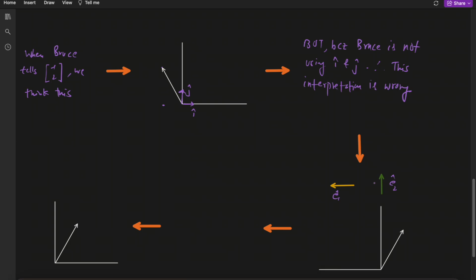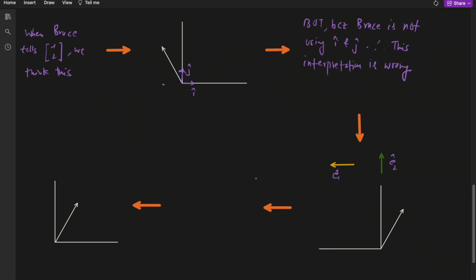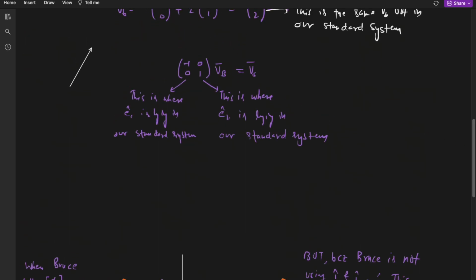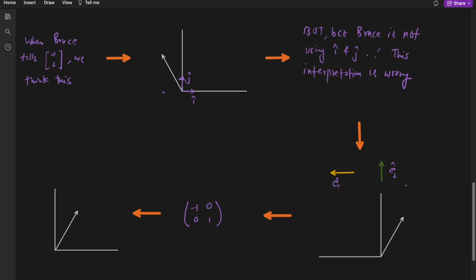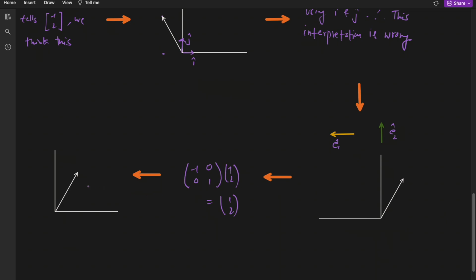Now we will use this matrix, which I already said we need, to convert this basis vector into our system, which is -1 comma 0, and e2 is 0 comma 1. So this is what I just stated here. We will use this matrix to convert -1 comma 2, and we will get 1 comma 2. Bruce is actually conveying this, that is 1 comma 2.